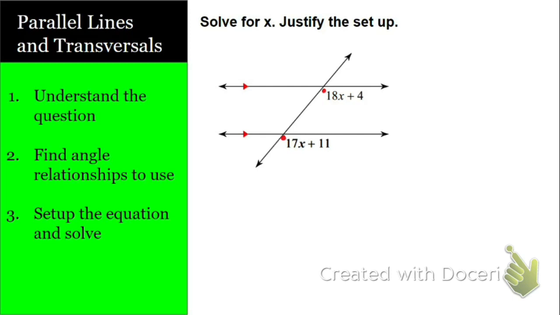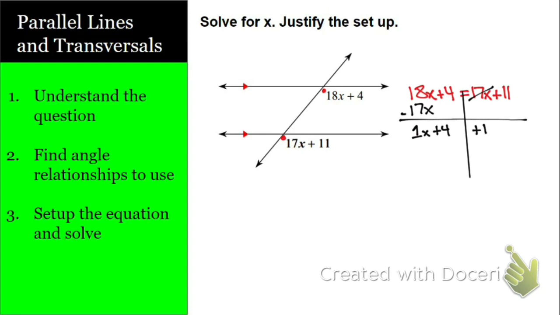So we're going to take this problem and set it up. We're going to put 18x plus 4 equal to 17x plus 11. Now, just like we've done in the past, we're going to split it down the middle. We take the variable from the back side and move it to the front, and once it crosses that equal sign, it becomes its opposite. So it'll be a negative 17x. We can mark out the 17x in the back. 18x minus 17x gives me 1x. I can bring down my positive 4 and my positive 11.